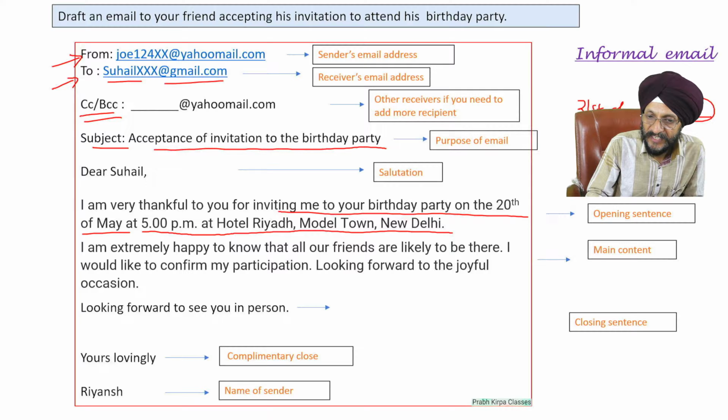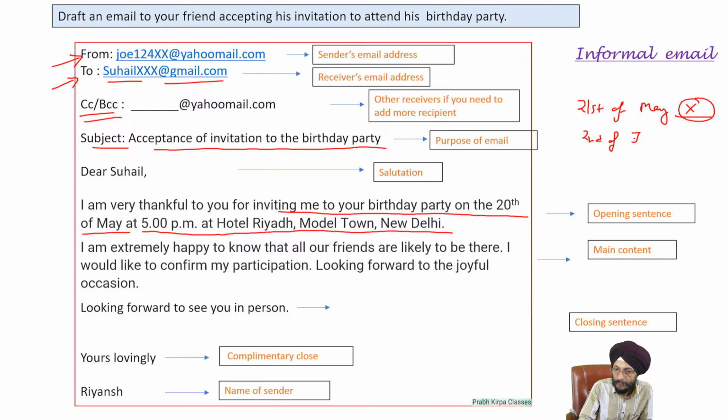Or 2nd of May or 2nd of June, no need of writing 2022. That is, the year has not to be mentioned. This is the format of writing of dates.